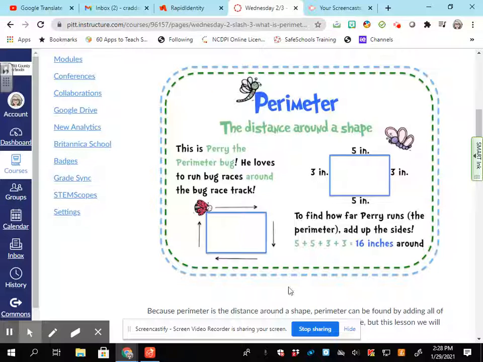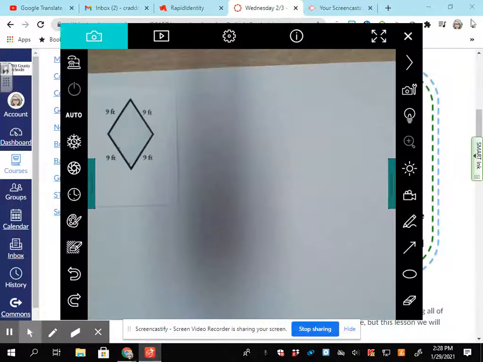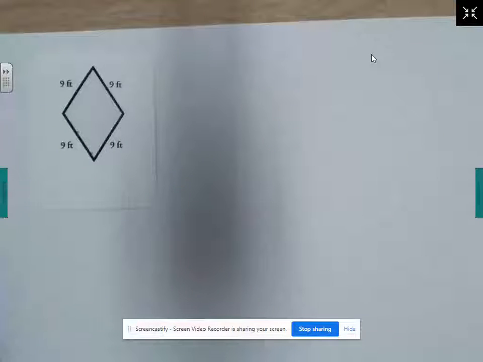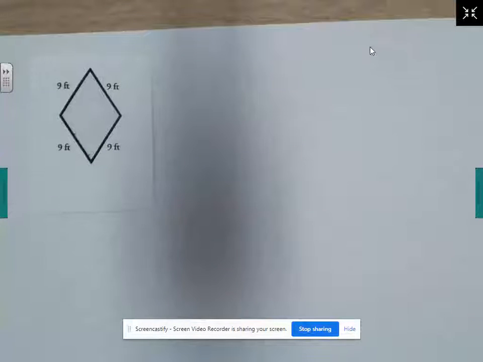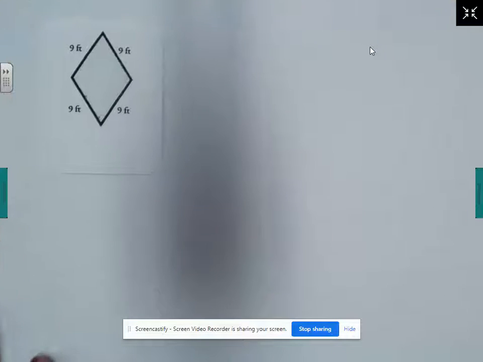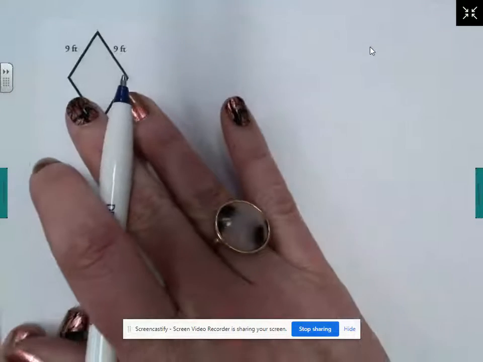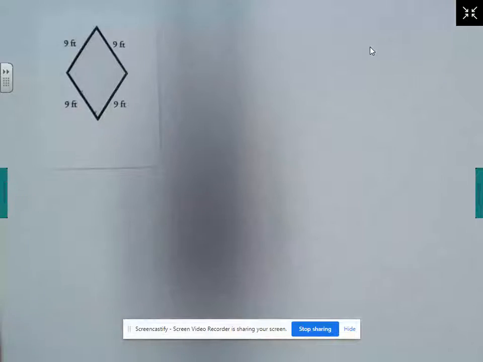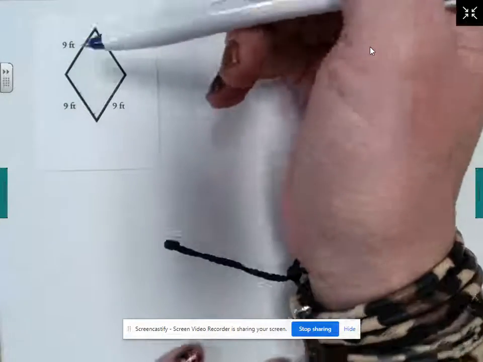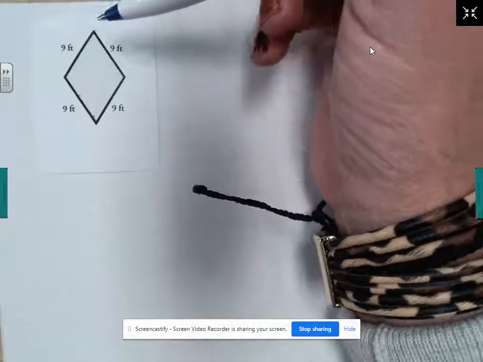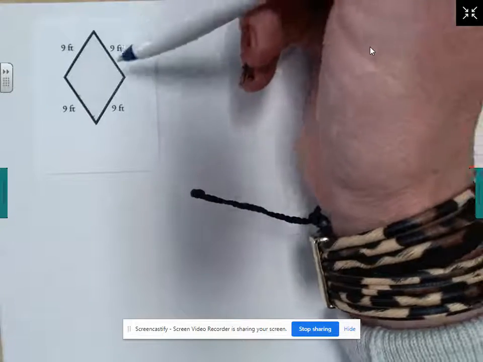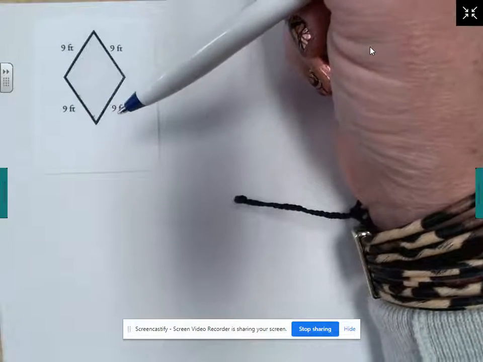So today it's going to be your turn. You're going to have the opportunity to figure out the perimeter of a few different shapes. Now, I think yesterday our focus was on squares and rectangles. You can actually find the perimeter of any shape. And so we're going to focus on our polygons and our straight-sided figures for now. And we're going to start today with this rhombus.